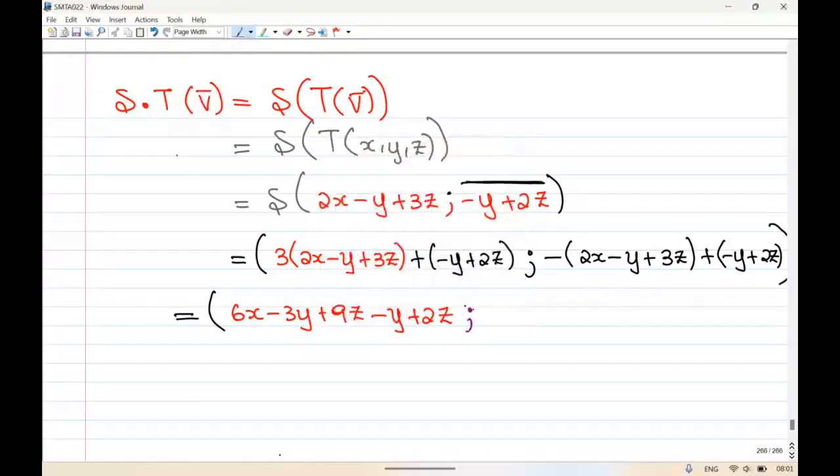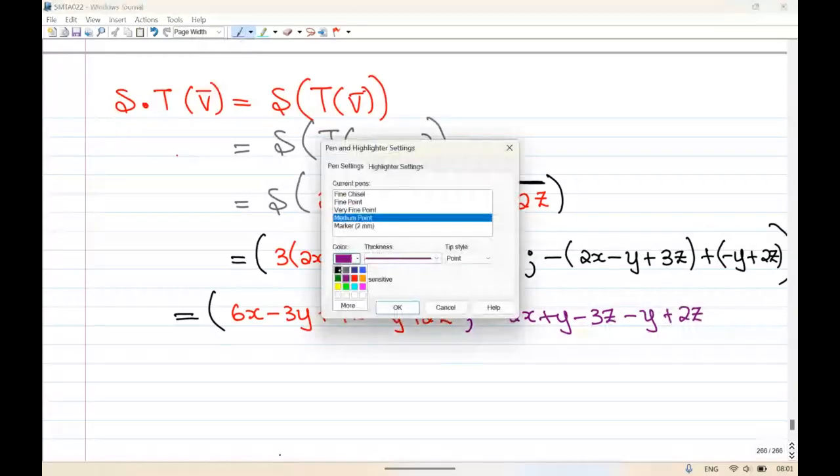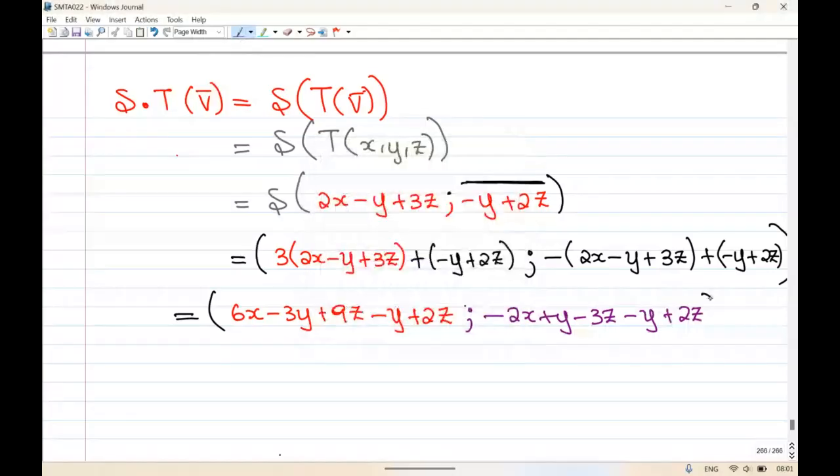The second one, I see minus 2x plus y minus 3z minus y plus 2z. Then we close the bracket. Can I get a yes, colleagues, if everything is fine? Yes, sir, everything is fine.